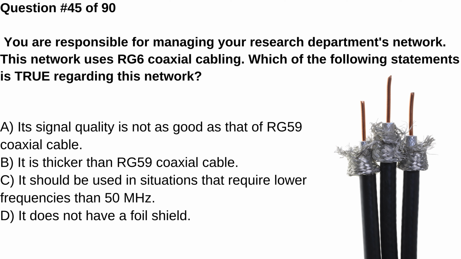Is the answer A, its signal quality is not as good as that of RG59 coaxial cable? Is the answer B, it is thicker than RG59 coaxial cable? Is the answer C, it should be used in situations that require lower frequencies than 50 megahertz? Or is the answer D, it does not have a foil shield? The answer is B. It is thicker than RG59 coaxial cable.